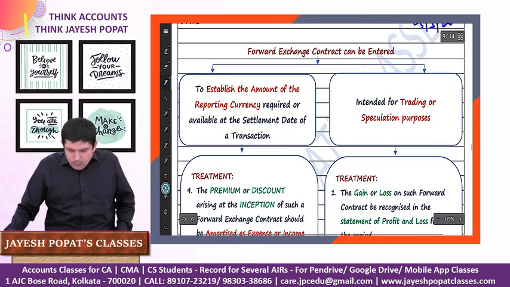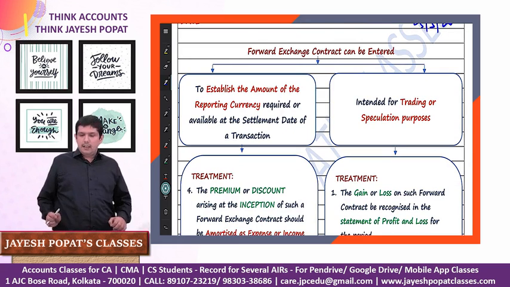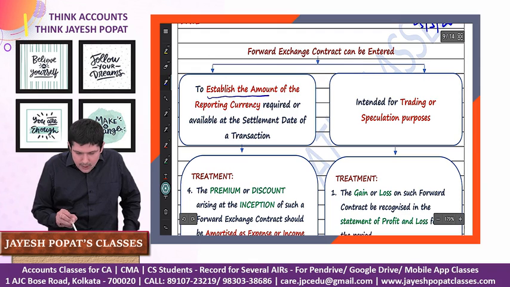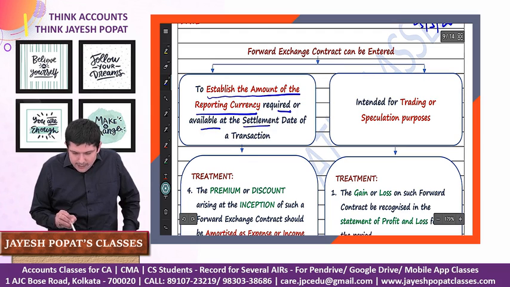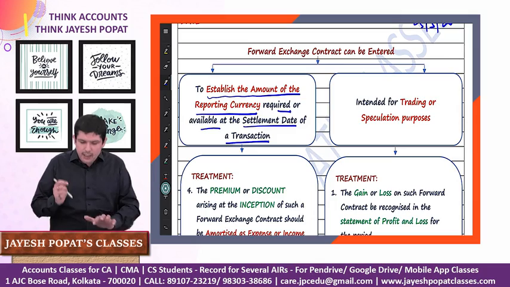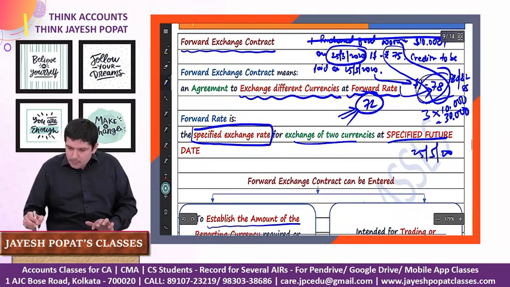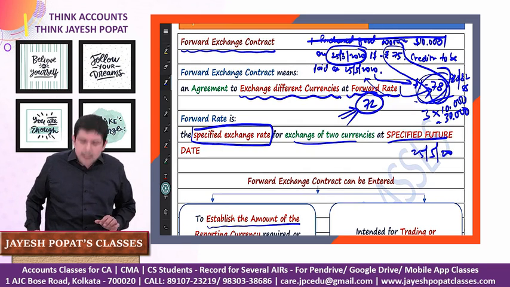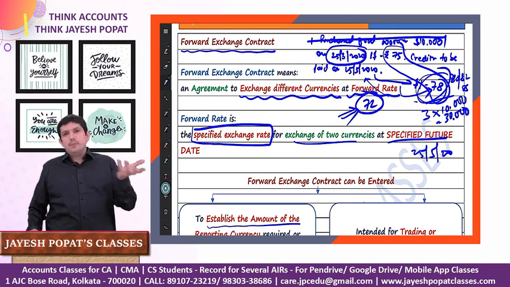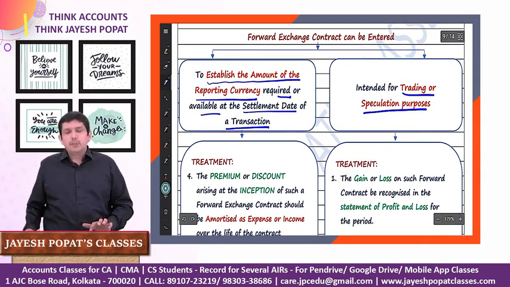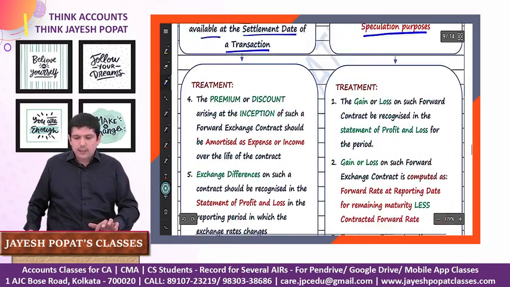And then we have already seen the purposes for which a foreign currency forward exchange contract could be entered into. A forward exchange contract can be entered into to establish the amount of reporting currency required or available at the settlement date of the transaction, which is for the purpose of hedge. We know that we need 7,80,000 rupees on 25th of May 2020 to make settlement to my creditor. If I keep it open, it could be any amount. It may also be intended for trading or speculation purposes, to make profit out of fluctuation in foreign currency rates.